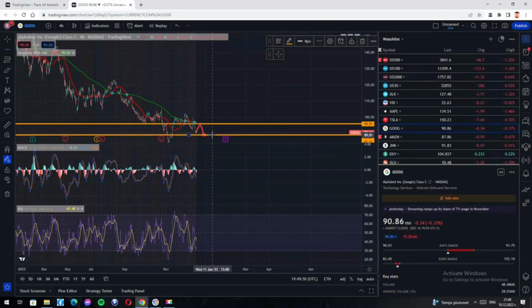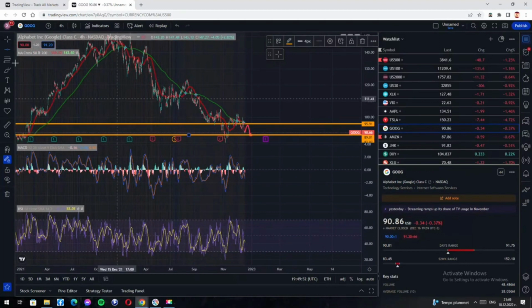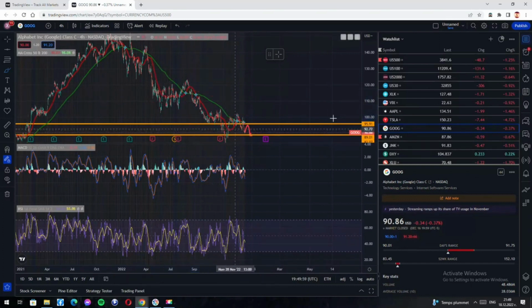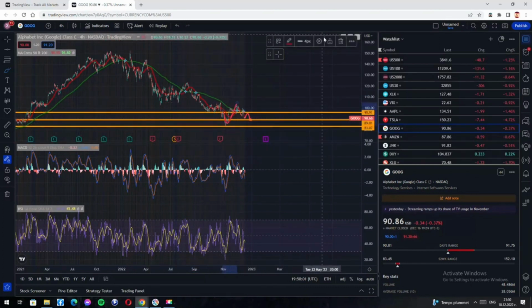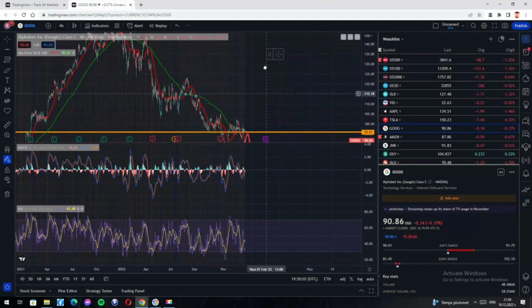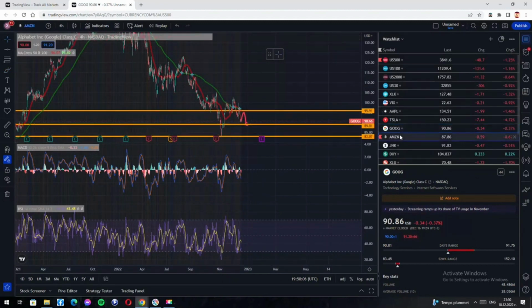Not very bearish, because Google has been very strong here, while the S&P has been dropping here and here. Google is going kind of sideways. Here on earnings we dropped, then it recovered. So I believe that Google will end at around 88.